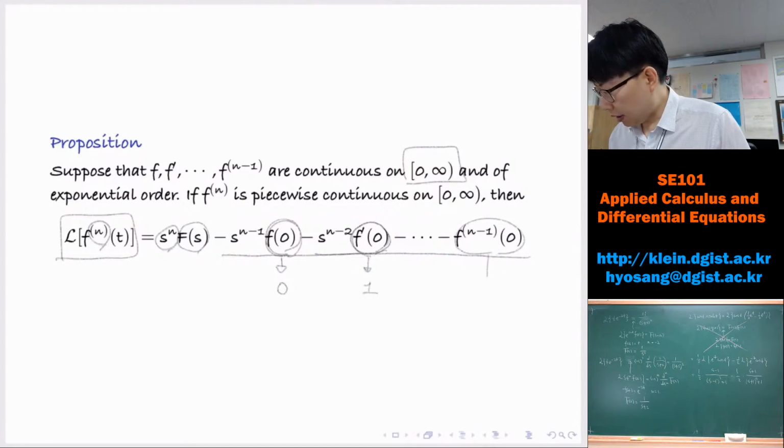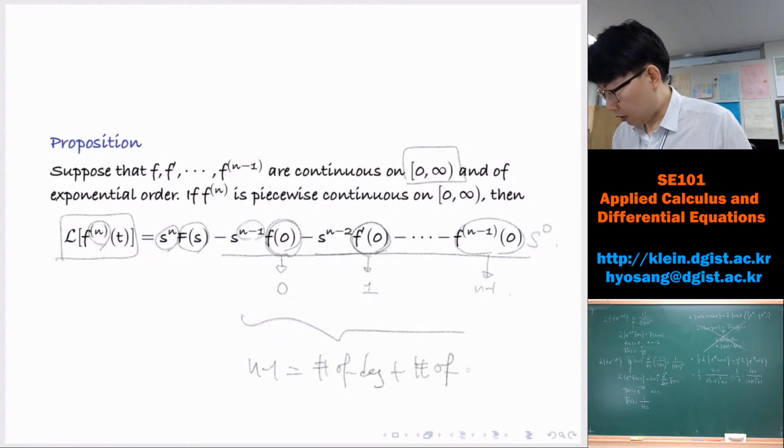And later you take s to the 0, and s to the 0 is 1. So that's why I omitted it here. Times the order n minus 1 derivative at 0. Okay, so you see if you add the degree of powers and the order of derivative, it's always n minus 1. Okay, the degree plus the order is always n minus 1.